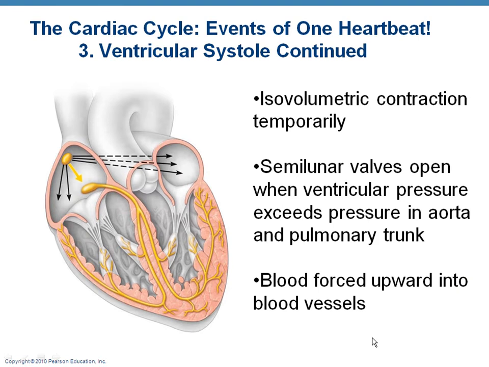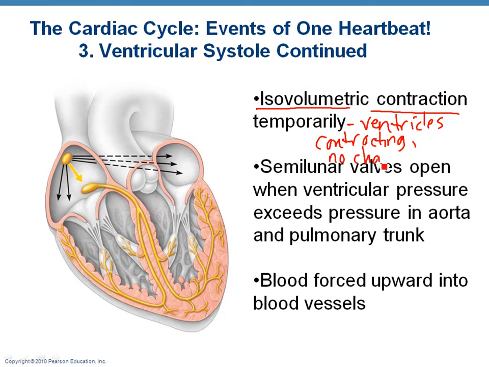Ventricles are contracting. Your force of contraction is greater with the ventricles than it is with the atria. Now temporarily, you may see this term. At this stage of the game, there is a period called isovolumetric contraction. So when this is happening, now your atria have relaxed, but the ventricles are contracting, but there's no change in volume of the blood in the ventricles.